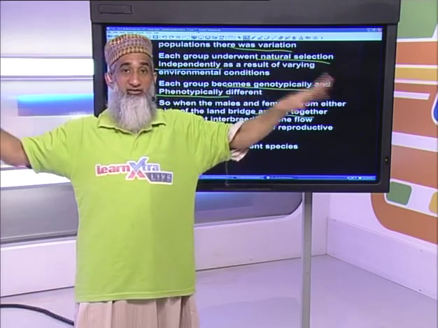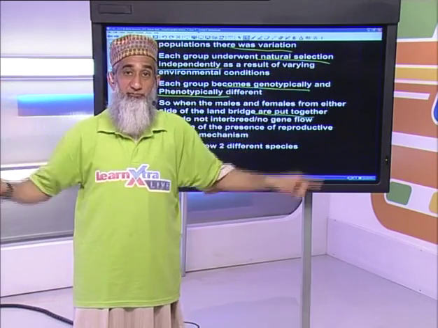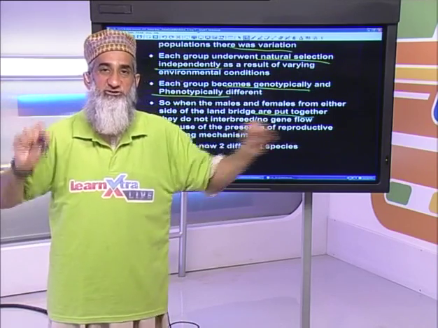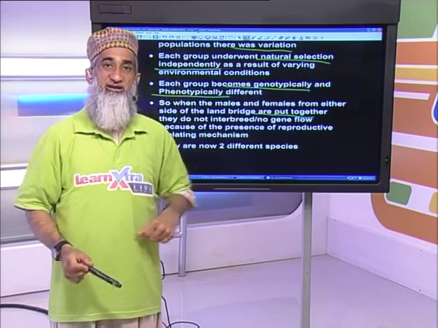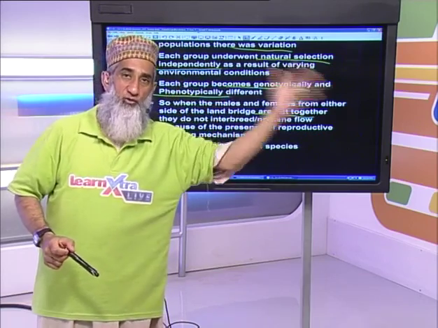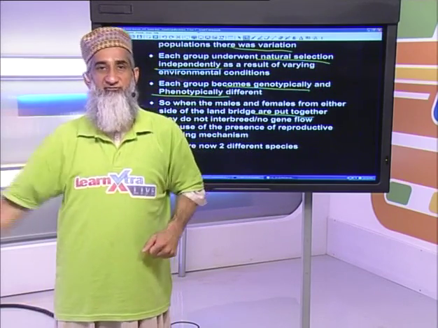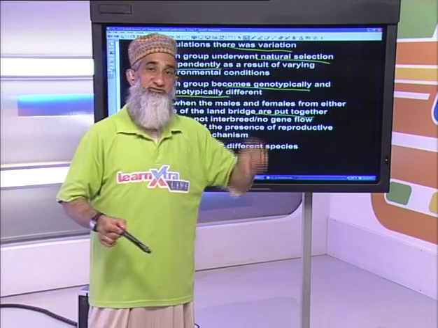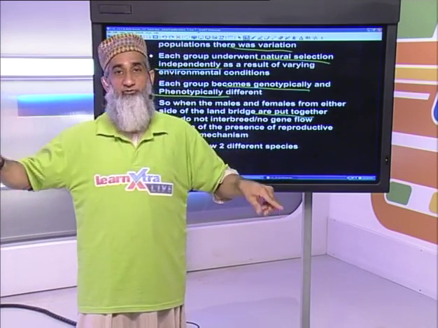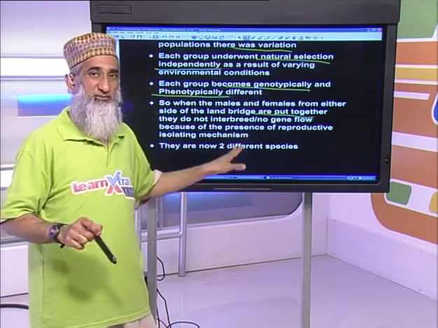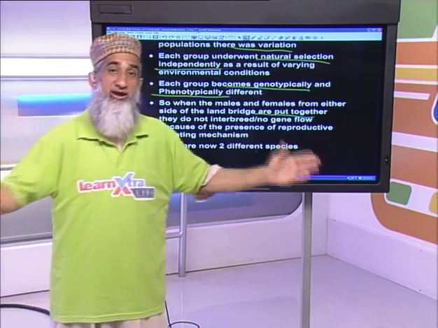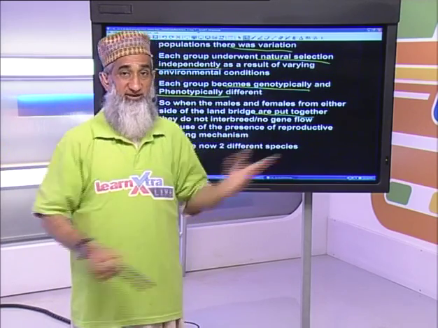And when they were on either side, they developed independently from each other, and there may be different conditions on either side. And because of that, certain genes may have been favorable on one side and may not have been favorable on the other side. So natural selection made them genotypically and phenotypically different. In this case, they're similar, but not exactly the same. So now, if we take away this bridge, we put them together. That's what the scientists have done.